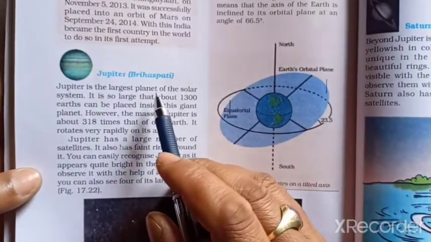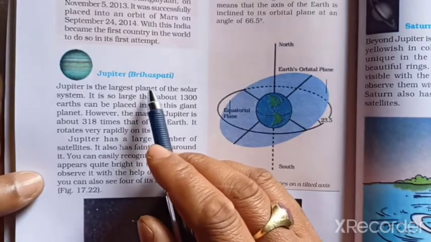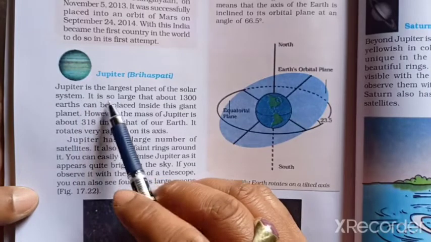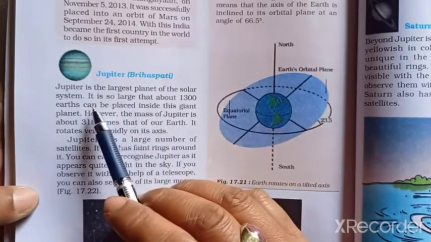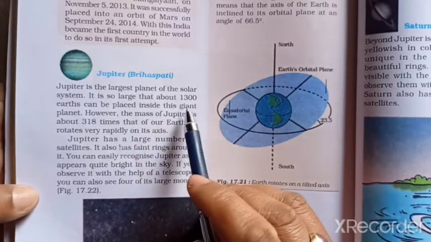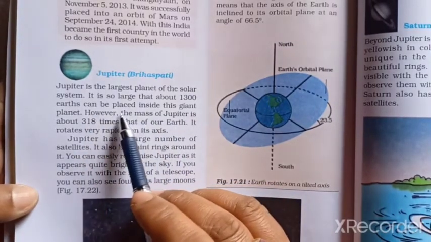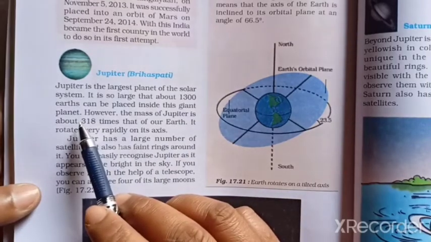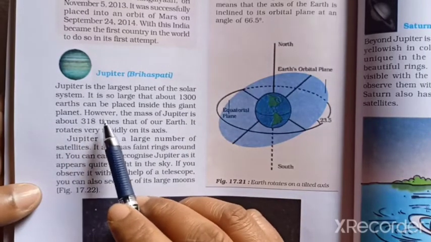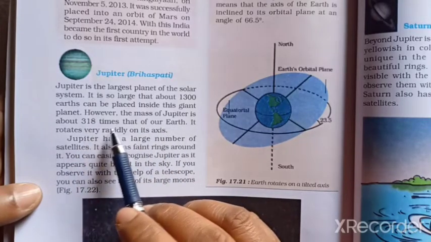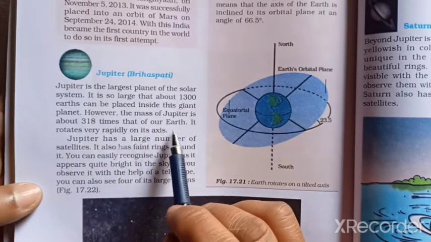Jupiter, also known as Brihaspati in India. Let's see. Jupiter is the largest planet of the solar system. It is so large that about 1,300 Earths can be placed inside this giant planet. So Jupiter is also known as the giant planet. However, the mass of Jupiter is about 318 times that of our Earth.